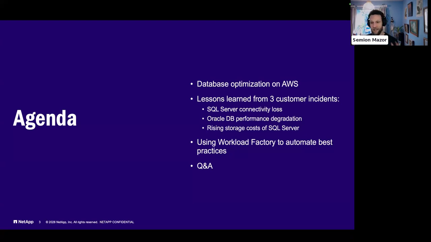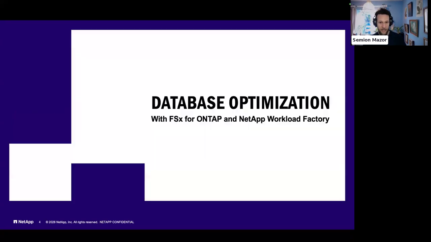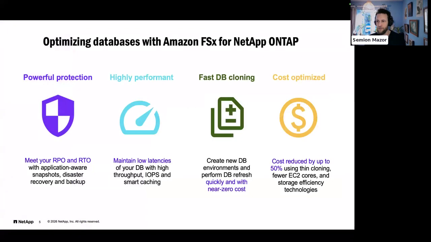So if we're ready, let's start with the first part and talk about database optimization with FSx for ONTAP and Workload Factory. As I guess most of you know, FSx for ONTAP is a great option for optimizing databases on AWS for any self-managed databases, because it provides first powerful protection to meet even the stringent RPO and RTO requirements with application-aware snapshots, disaster recovery options, and efficient backup capabilities.